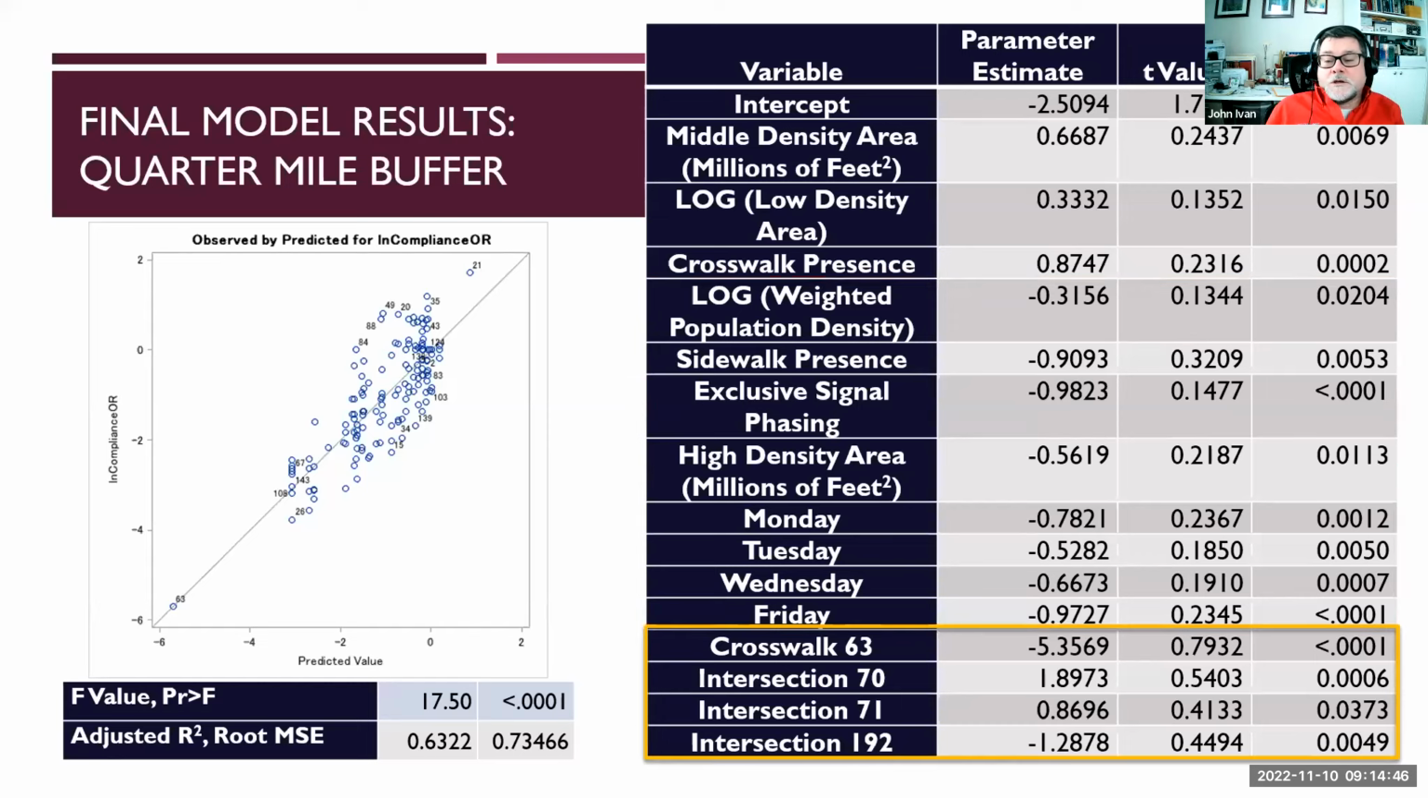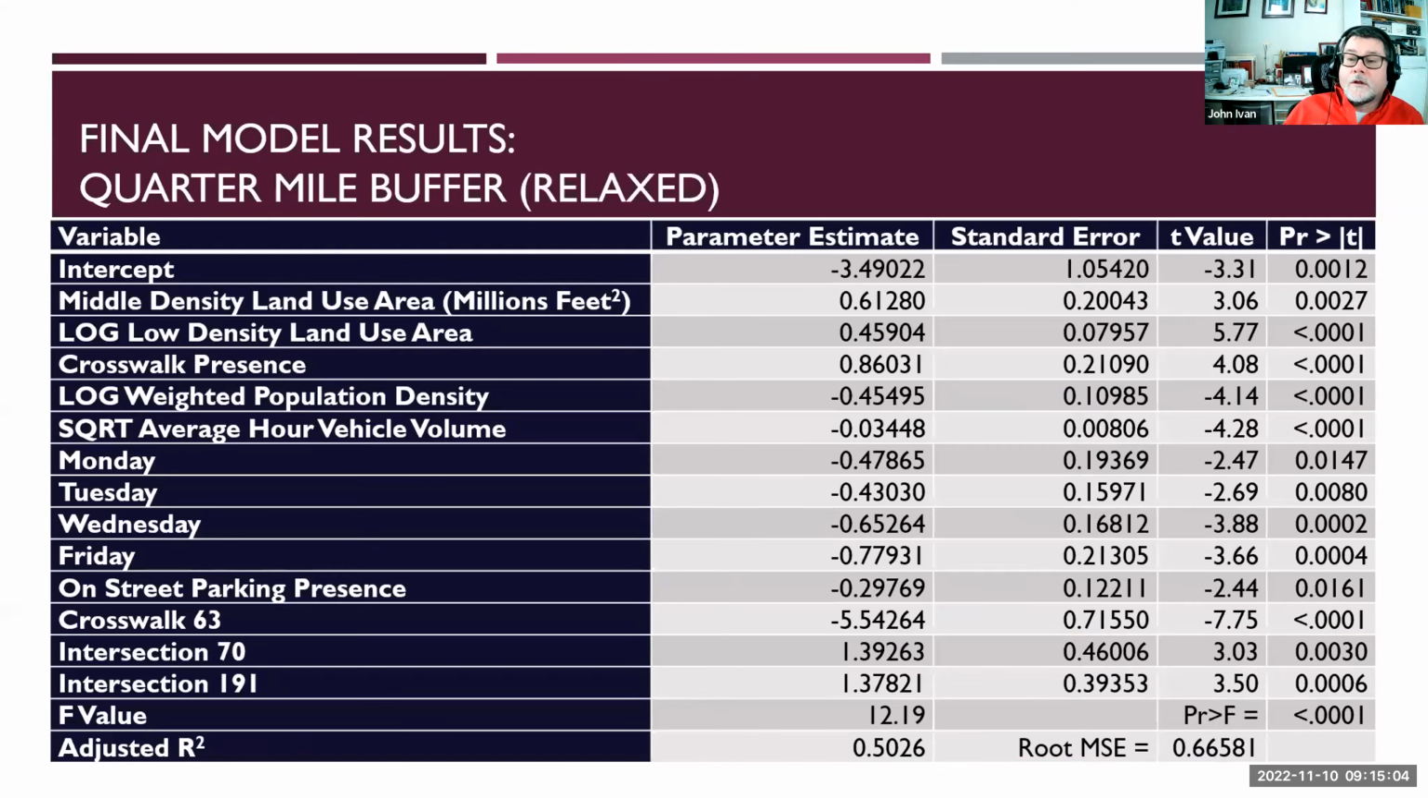And then as I mentioned, there were a few individual crosswalks and intersections that had some particular shared effects. For example, we had multiple crosswalks at the same intersection. So these particular intersections had some special effects that had to be accounted for.